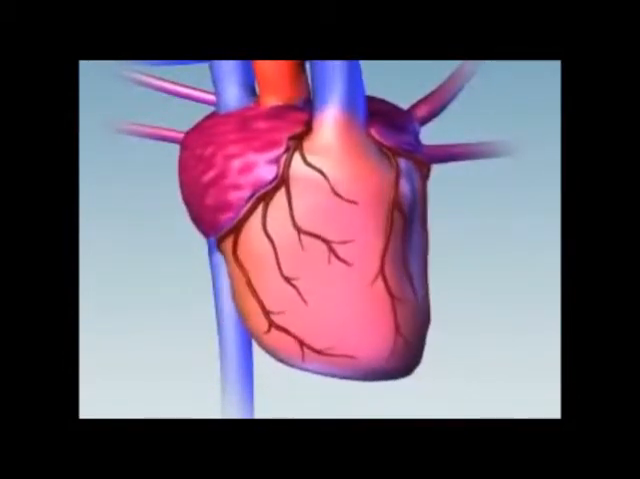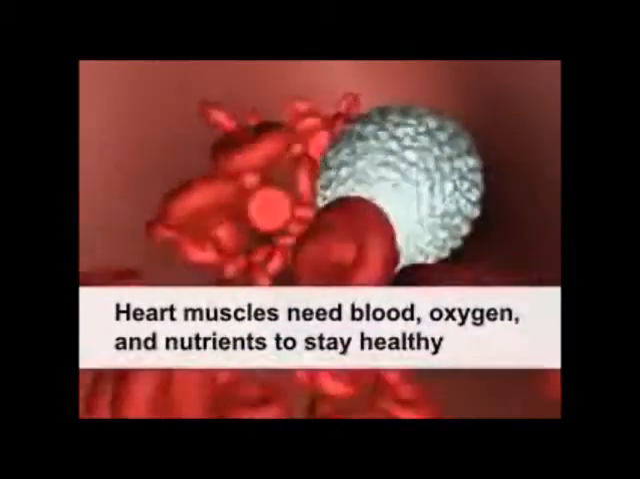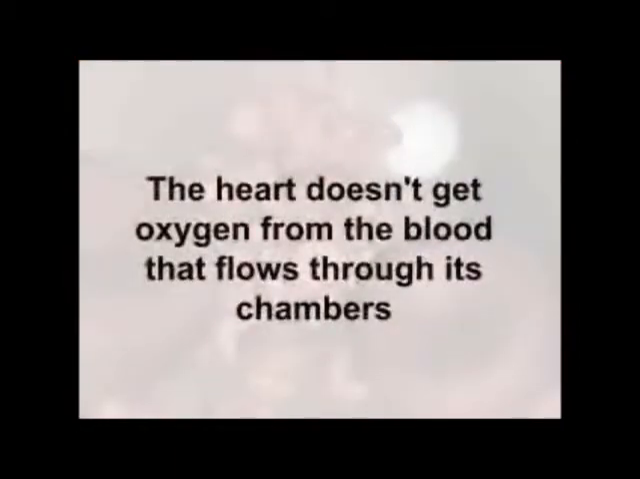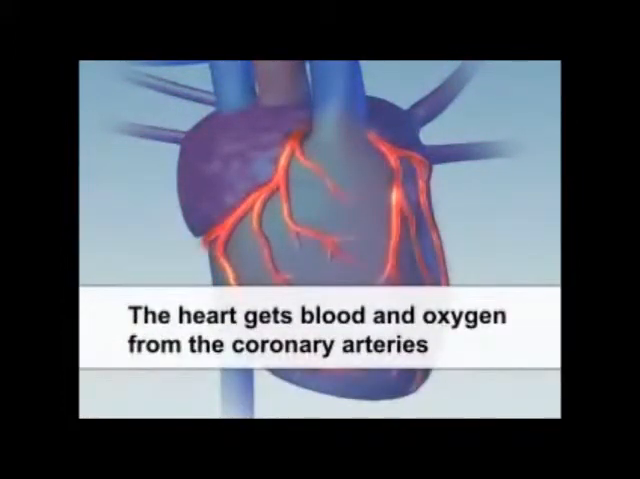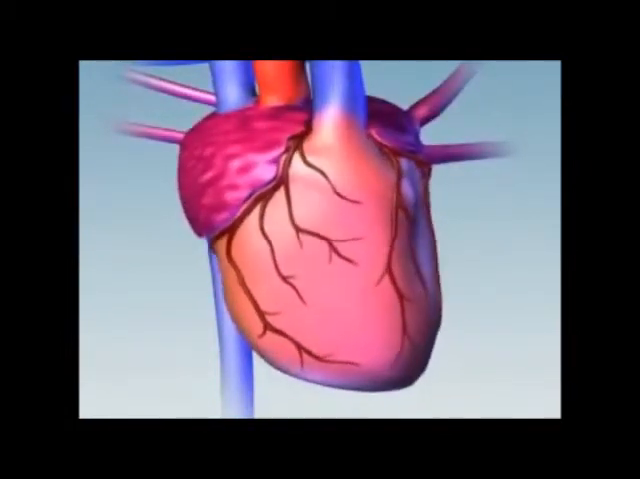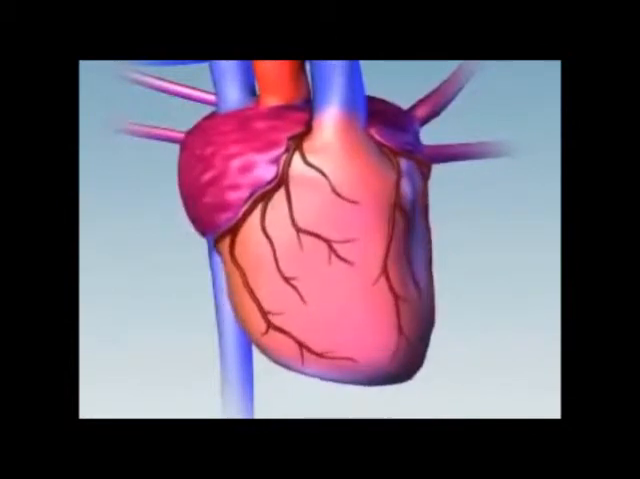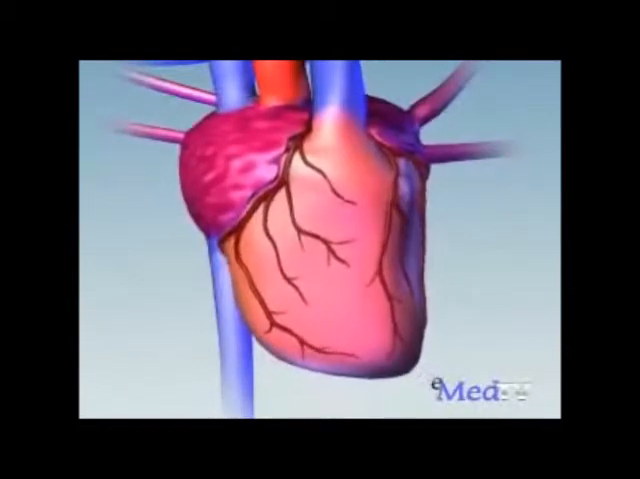Like all the other tissues in your body, the heart muscles need blood, oxygen, and nutrients to stay healthy. But the heart doesn't get oxygen from the blood that flows through its chambers. Instead, it gets blood and oxygen from the coronary arteries, which wrap around the outside of the heart. The coronary arteries branch several times so that they can reach your entire heart. Since the heart muscle never rests, it needs a constant supply of blood and oxygen. So it's important that blood can easily flow through all the branches of the coronary arteries.